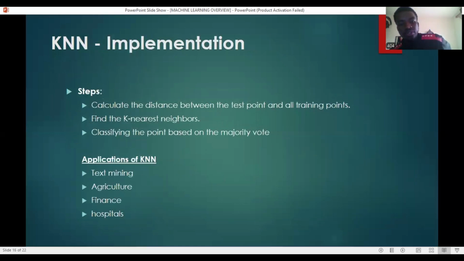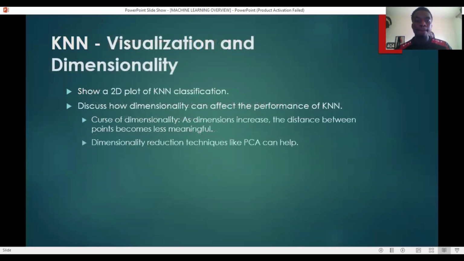And then the implementation, of course, is basically three steps. You get the distance between the test point and the training points. Like I said before, I won't repeat this. Then it has various applications. We have text mining, like getting the preferences, the cache memory when you're typing something and then the suggestions come. That's some sort of text mining. Then agriculture, finance, in stock markets, and hospitals, diagnosis.